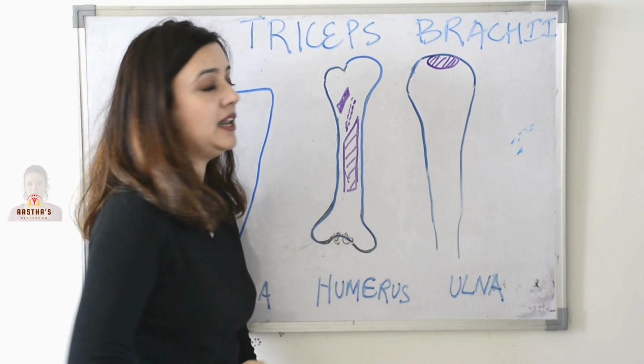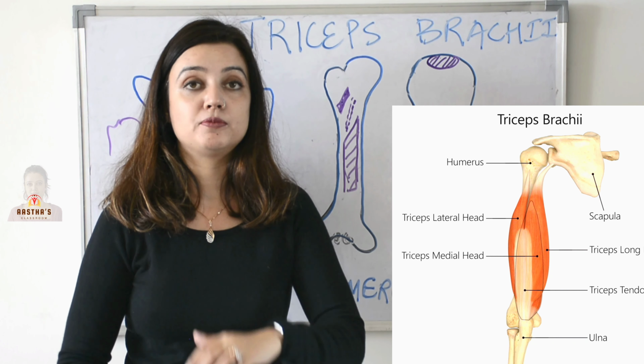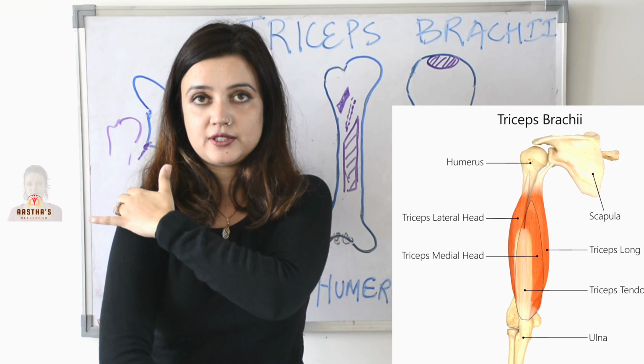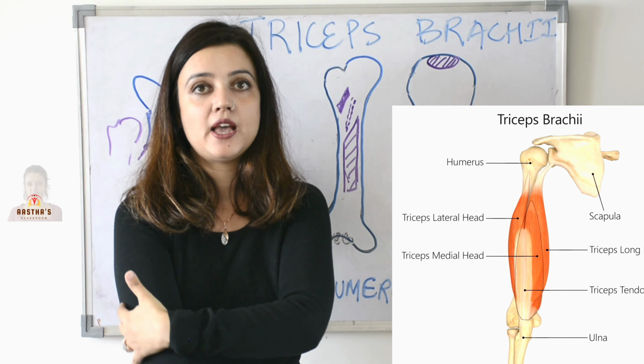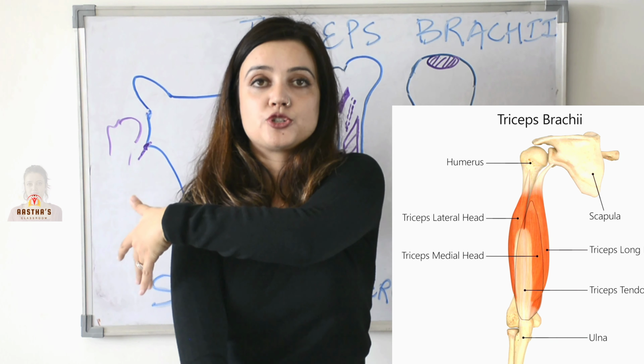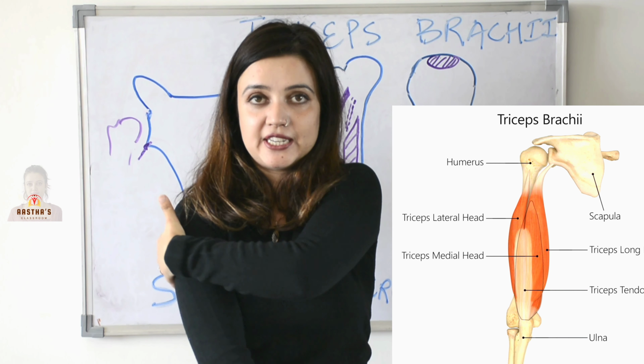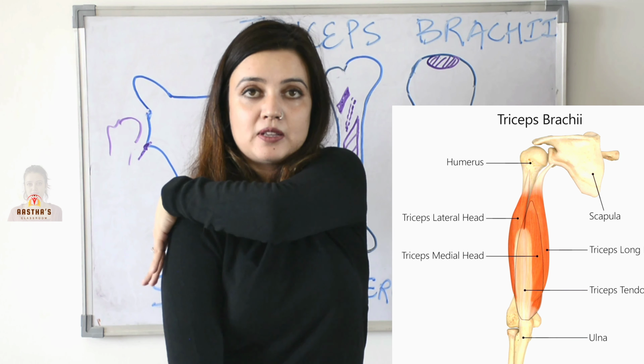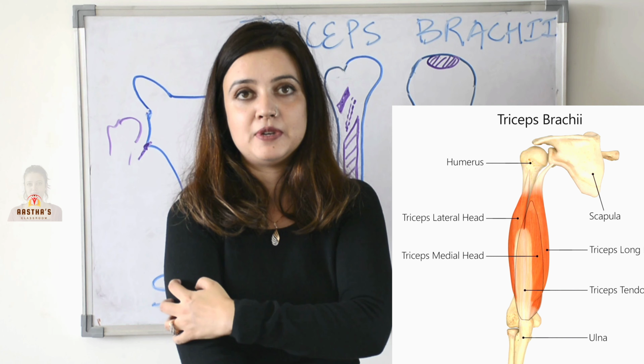So out of three muscles, the long head of triceps is the only muscle which is coming from the scapula, and hence it is crossing two joints. One is the shoulder joint and another is the elbow joint. In the shoulder joint it crosses posteriorly to the joint, and when the muscle shortens it causes extension in the shoulder joint.